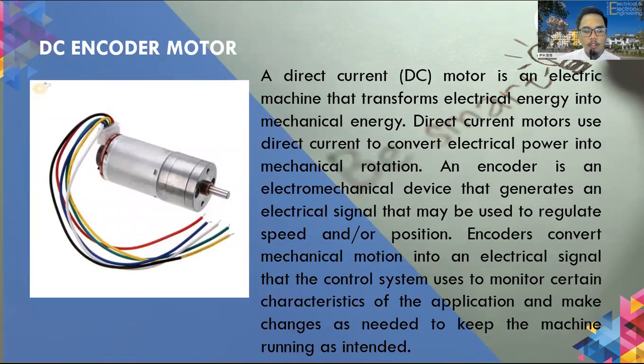So this is DC encoder motor. The DC encoder motor is an electrical machine that transforms electrical energy into mechanical energy. The electrical motor uses direct current to convert electrical power into mechanical rotation.